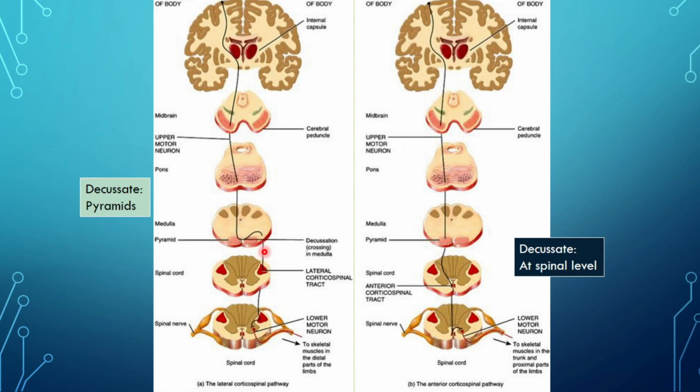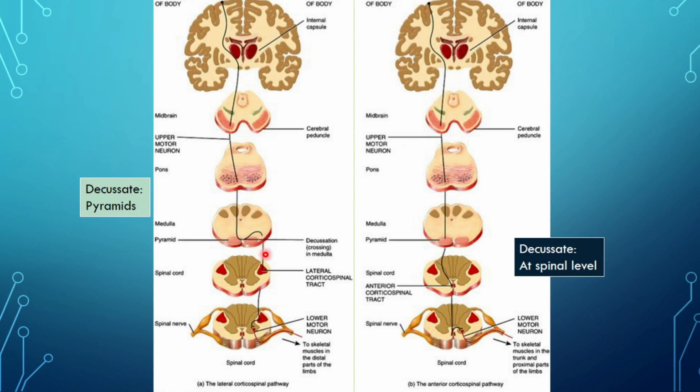So our signal in this pathway started on the right side, on the right cerebral hemisphere. It stayed on the right side of the central nervous system until it reached the pyramids within the medulla, and then it crossed over to the left side of the body, or the left side of the medulla, to control the left side of the body eventually.